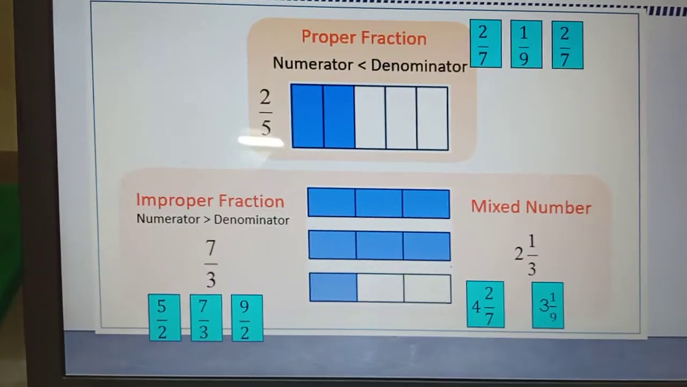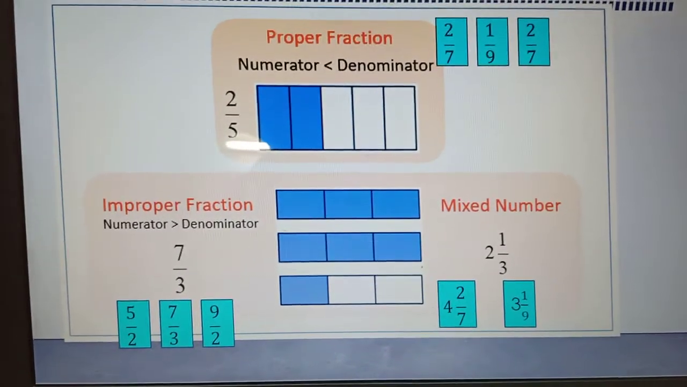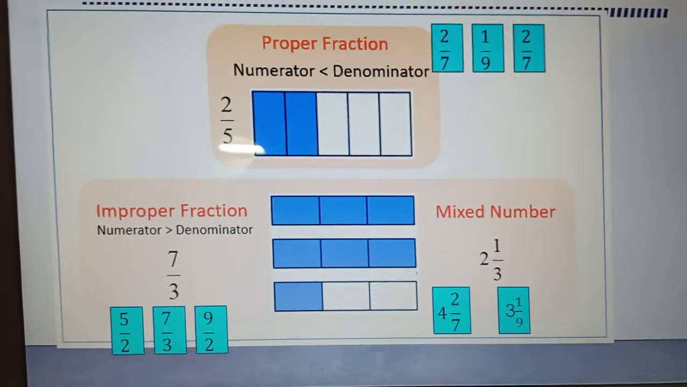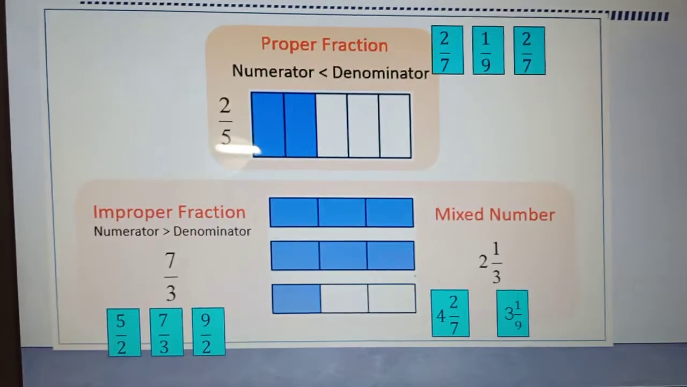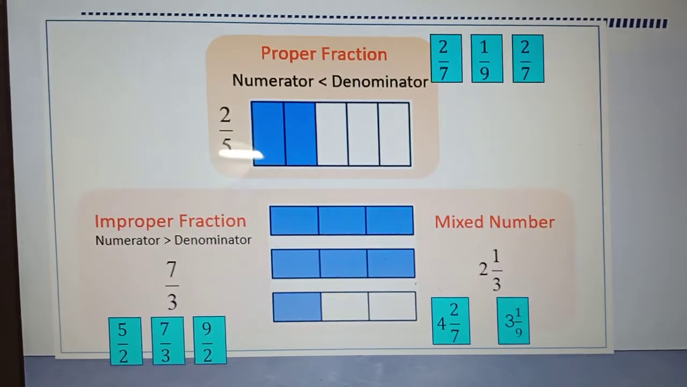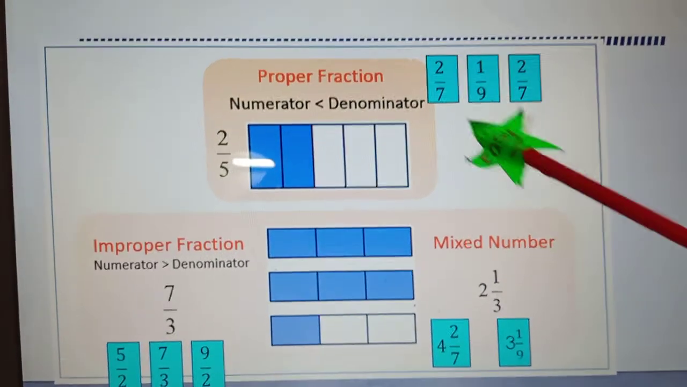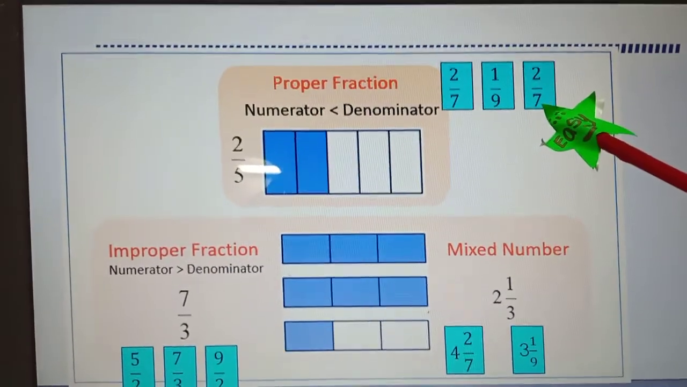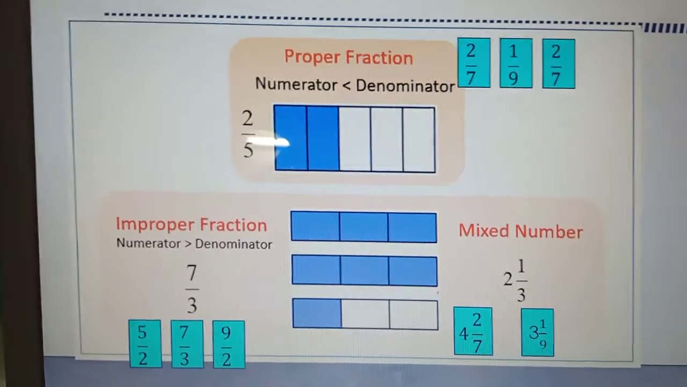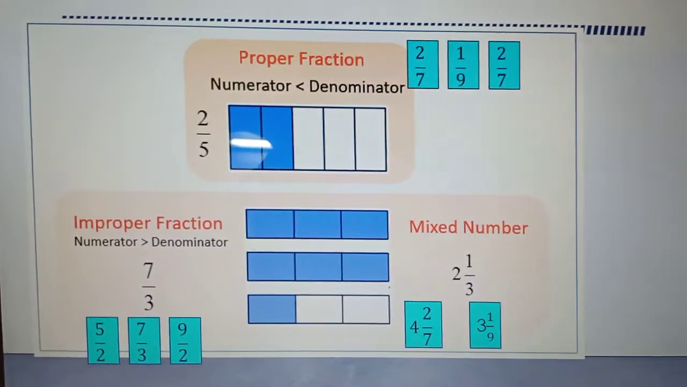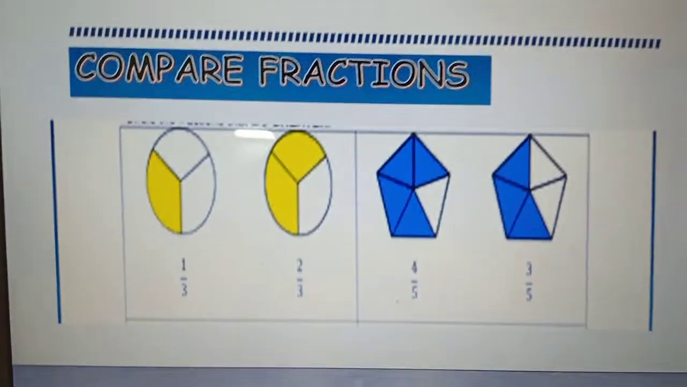It's just a small tip for you to remember how to recognize a proper fraction easily, not to say what it is. If you remember this one, it will be easier for you. The bottom one should be the larger number, the top one should be the smaller number for a proper fraction. Okay, compare fractions.